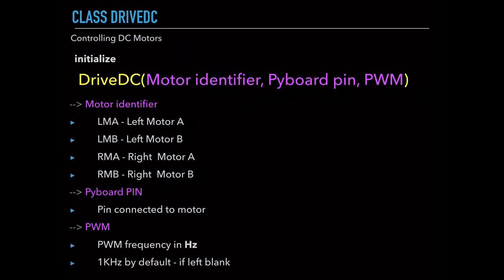The initialization of DC motors. Here we can use a maximum of 4 motors. So we can initialize 4 motors: LMA, LMB for the left motor, RMA, RMB for the right motor identifier, and the PyBoard pin, which pin is connected to which motor, that we need to provide, and the PWM frequency has to be mentioned. If it is left blank, then 1000 Hz is the default, and the PWM frequency has to be mentioned in Hertz only.